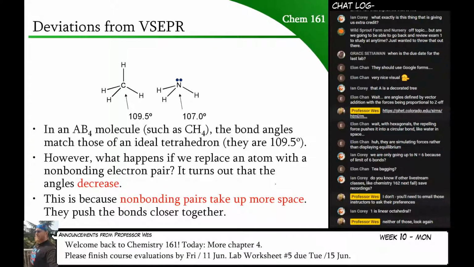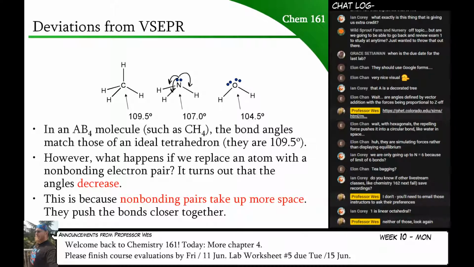Now, earlier we were talking about how if you add electrons in, what you end up with are larger and larger repulsions. If I have just bonds, I get a very regular arrangement. But if I replace a bond with an electron pair, these electrons push on the other bonds harder than they get pushed back. And as a result, all of the remaining bond angles away from the electron pairs decrease.